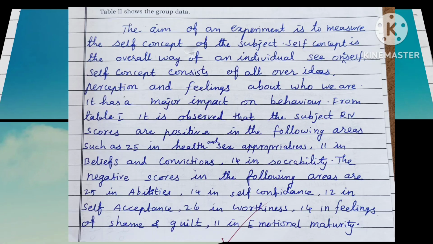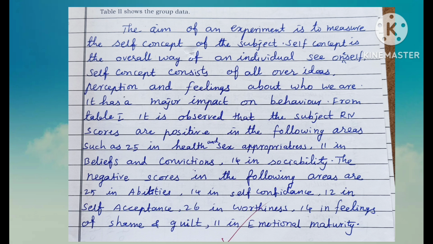After table 2, we should write the discussion. The discussion should be 2 paras. In the first para, we have to write the aim of the experiment. Here the aim of the experiment is to measure the self-concept of the subject. After that, mention each score of the subject along with the general score and state whether the self-concept of the subject is positive or negative. Here there are 10 dimensions. In the discussion, we have to write the score of the subject and whether it is positive or negative.